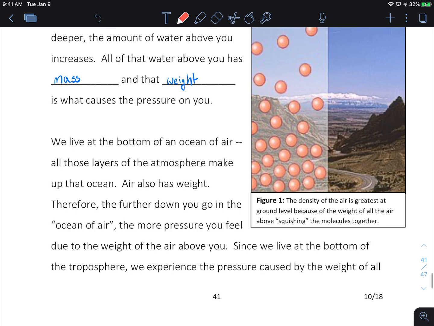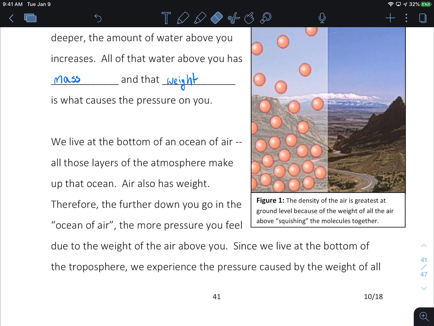The further down you go in this ocean of air, the more pressure you feel. When we're in the bottom of a canyon, for example, you will feel more pressure. Here, you can see in this little drawing they've done, this is sort of a canyon. When you're down here, you have more air molecules that are affecting you. When you're up on top of the mountain, you'll actually have a little bit less. And if you go up a high enough mountain, you'll actually feel the difference in air pressure.